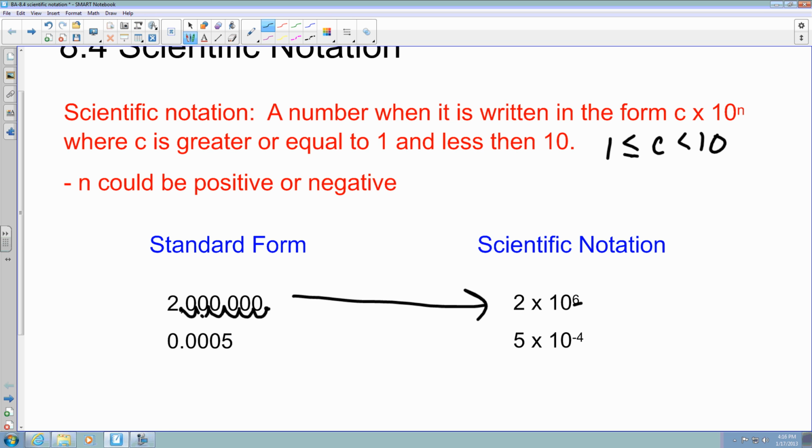Now, if you look at 0.0005, that is a value that is less than 1, so it's going to be a really small number. That is written as 5 times 10 to the negative 4 power. So again, I need to get this value in between 1 and 9, so I need my decimal point placed right there. Now I'm going to move my decimal point 1, 2, 3, 4. And because in standard form the value is less than 1, it's going to give a negative exponent. Okay?